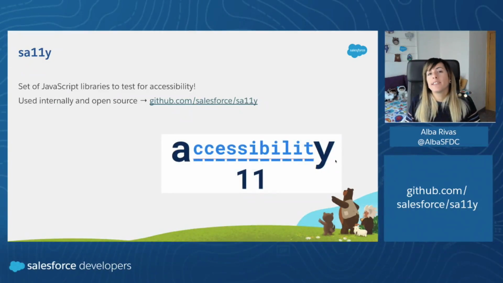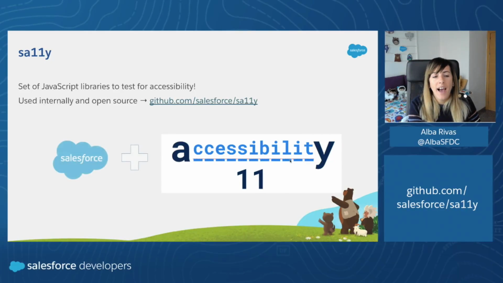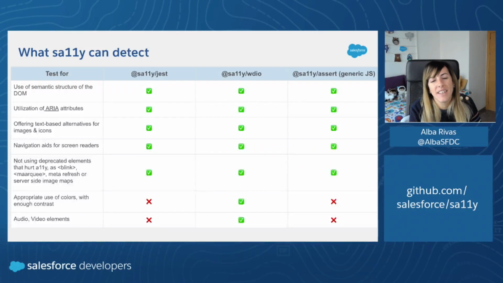And why sa11y? Well, this is because of the next reason. Accessibility is commonly known as sa11y, and this is because there are 11 letters in the middle. It's a way of shortening it a bit. This is called a numeronym, and the S is just for Salesforce. So Salesforce plus sa11y, sa11y.